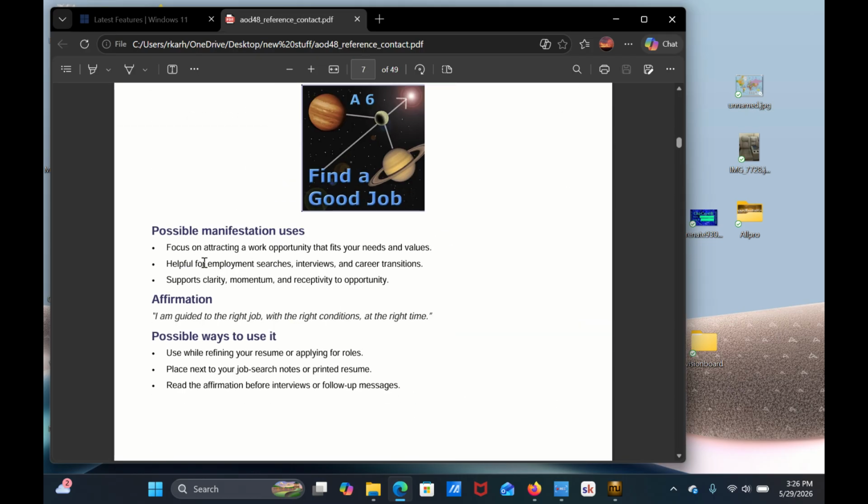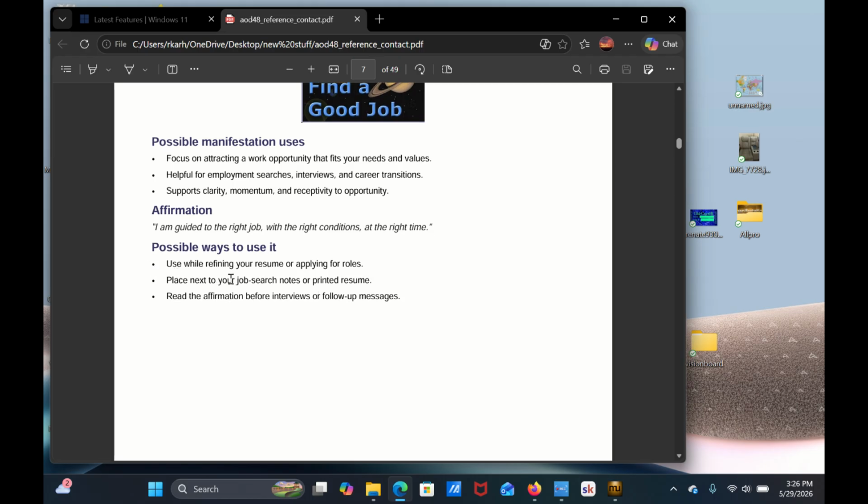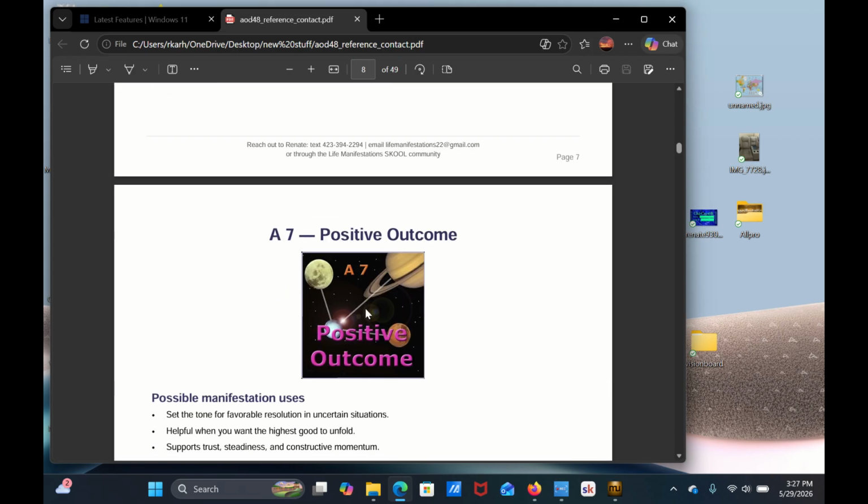Find a good job. Possible manifestation uses: focus on attracting a work opportunity that fits your needs and values. Helpful for employment searches, interviews, and career transitions. Supports clarity, momentum, and receptivity to opportunity. Affirmation: I'm guided to the right job with the right conditions at the right time. Possible ways to use it: use while refining your resume or applying for roles. Place next to your job search notes or printed resume. Read the affirmation before interviews or follow-up messages.